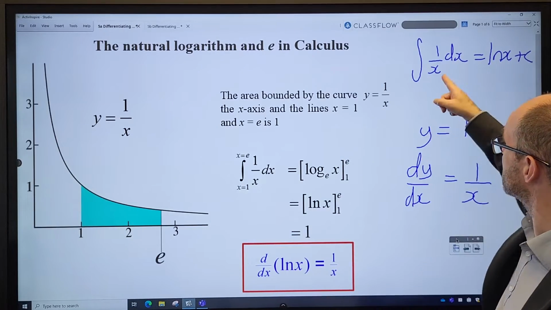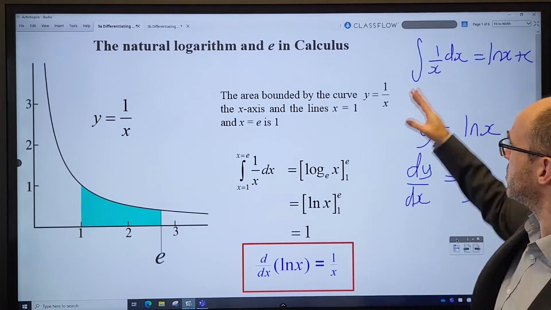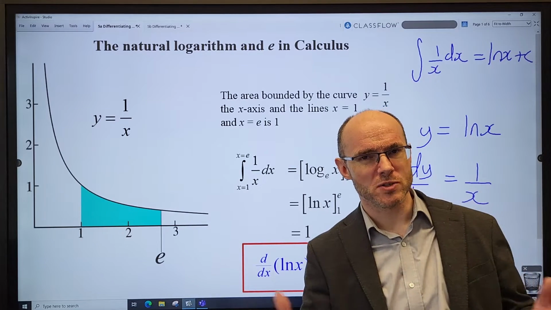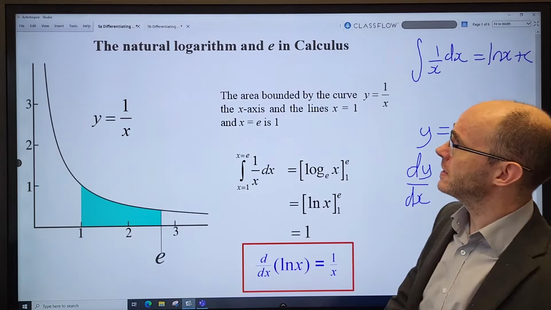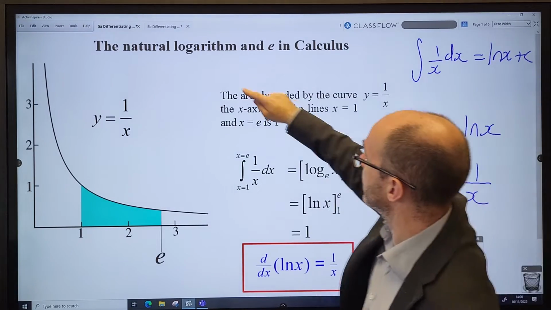So in reverse, if the integral of 1 over x is natural log of x, the derivative of natural log of x must be 1 over x. Okay. You need to know both results, but I'm talking about differentiation primarily. So this is the result we need. Right, let's have a look at some examples with that then.